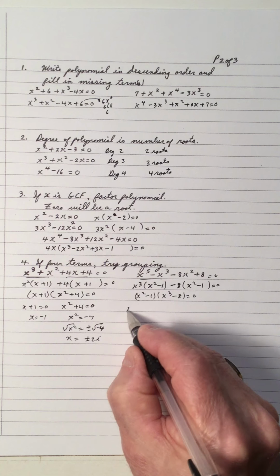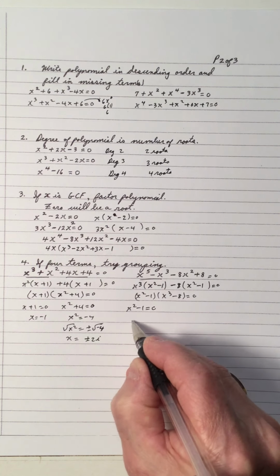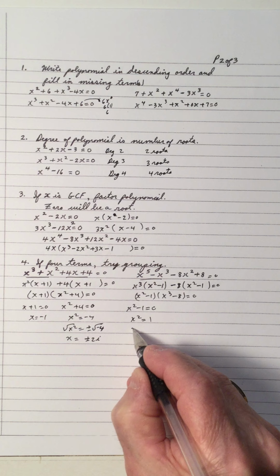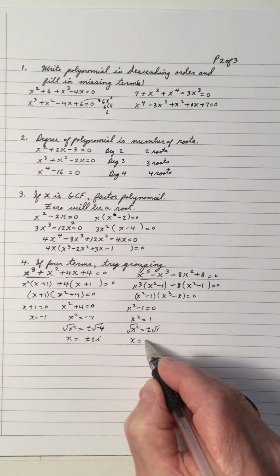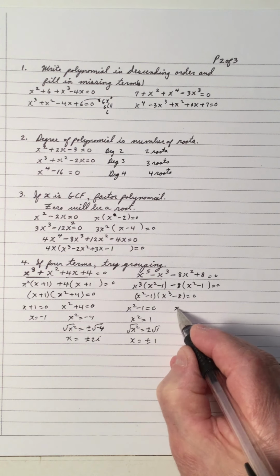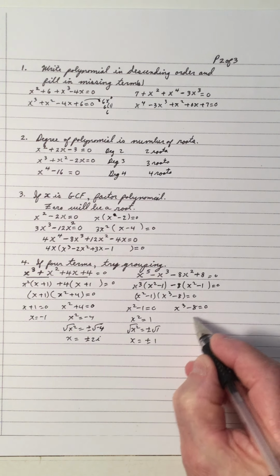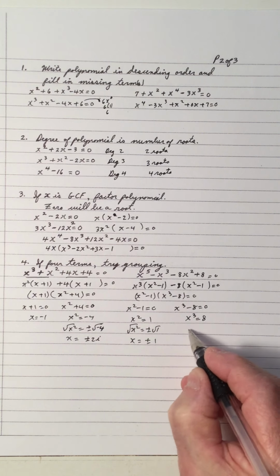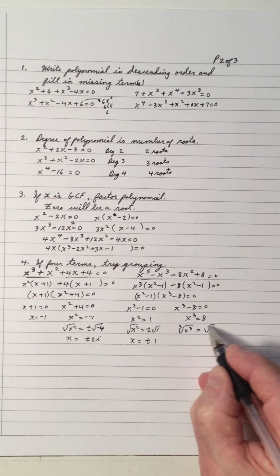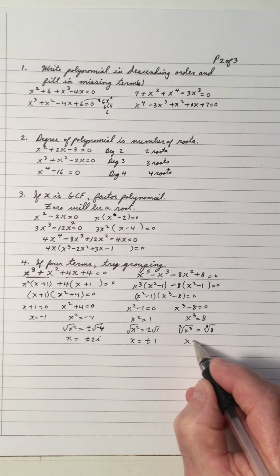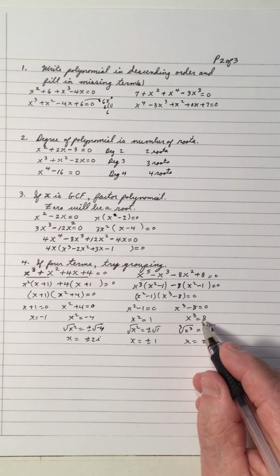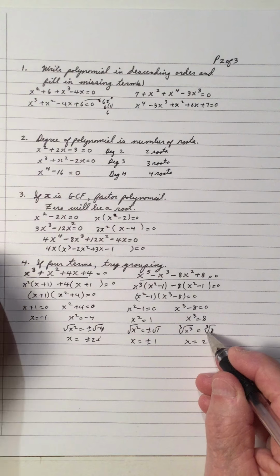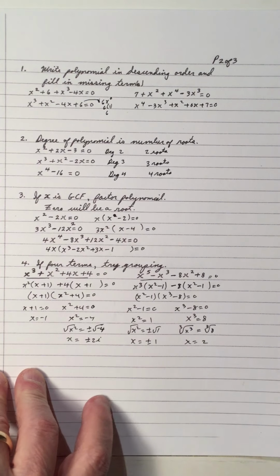If you keep going, so x squared minus 1 equals 0, x squared equals 1, so the square root of x squared is plus or minus the root of 1, x is equal to plus or minus 1. Here, x cubed minus 8 equals 0, x cubed equals 8, and the cube root of x cubed equals the cube root of 8. X is equal to 2. Notice there's no plus or minus, because in odd roots, if it's positive, it remains positive. If it's negative, it remains negative. There's no plus or minus like in square roots.